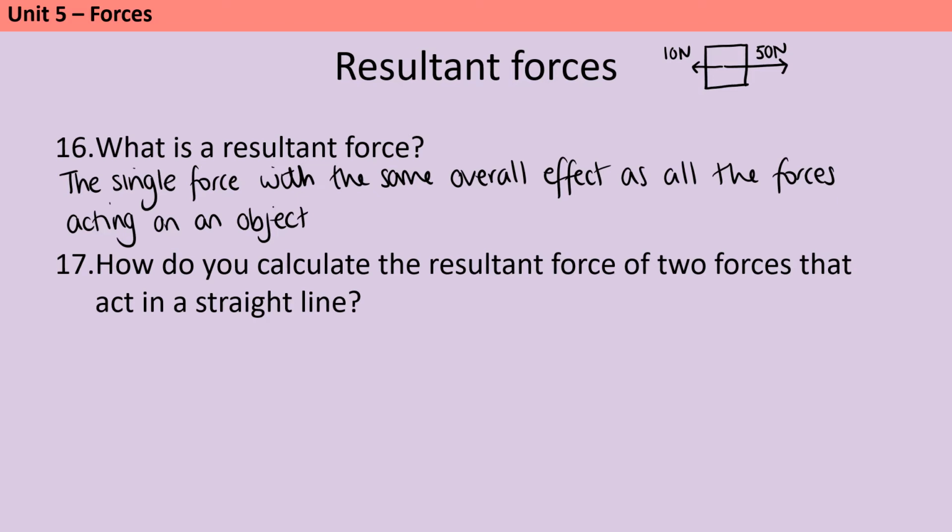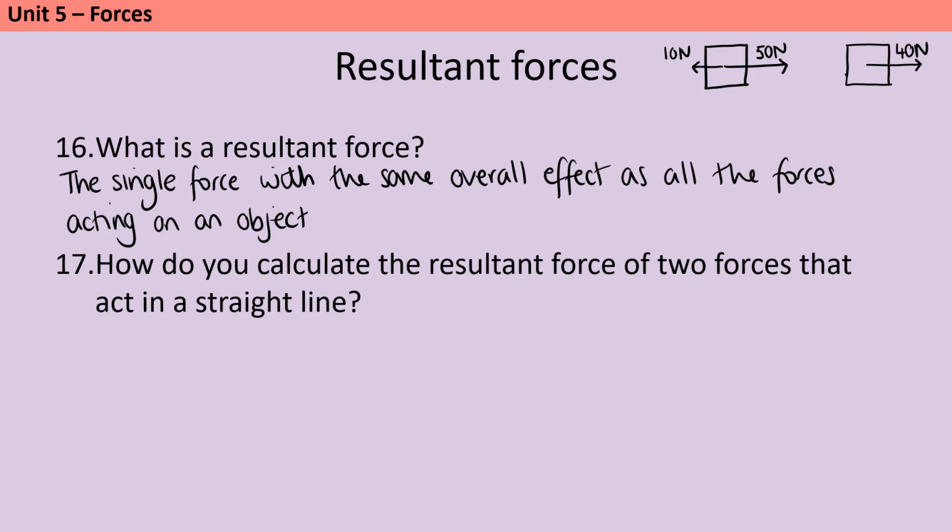That box will move in exactly the same way as another identical box that just has one force of 40 newtons acting to the right. So we would call that single force, the 40 newton force, the resultant force. It's the overall summary of all of the other forces.